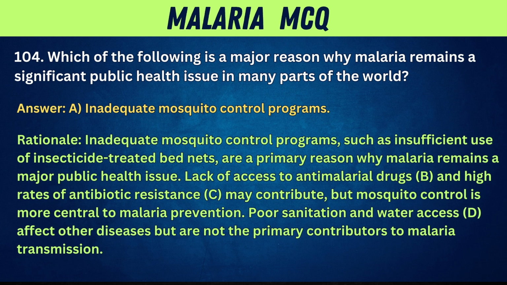Rationale: inadequate mosquito control programs, such as insufficient use of insecticide-treated bed nets, are a primary reason why malaria remains a major public health issue. Lack of access to anti-malarial drugs, B, and high rates of antibiotic resistance, C, may contribute, but mosquito control is more central to malaria prevention. Poor sanitation and water access, D, affect other diseases, but are not the primary contributors to malaria transmission.